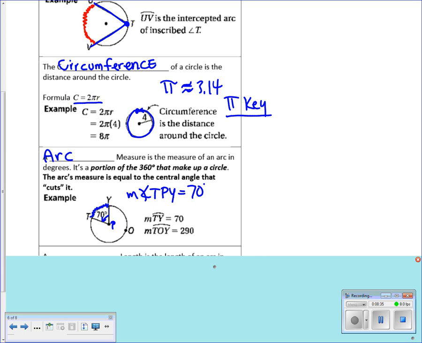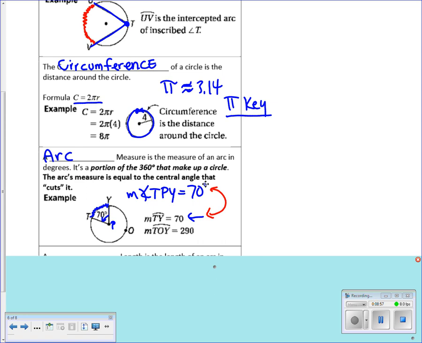The angle TPY equals 70 degrees. That's the way it's marked. And because the central angle that cuts this arc is 70 degrees, then the TY arc is 70 degrees as well. So that makes it really easy. These two are going to be exactly the same. The central angle and the arc are the same.